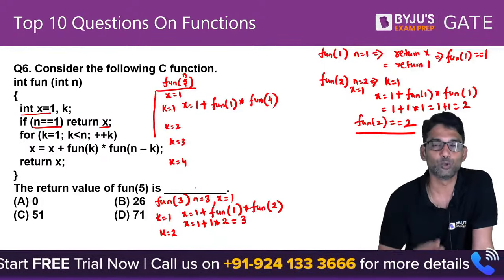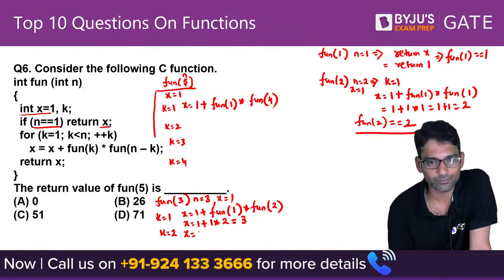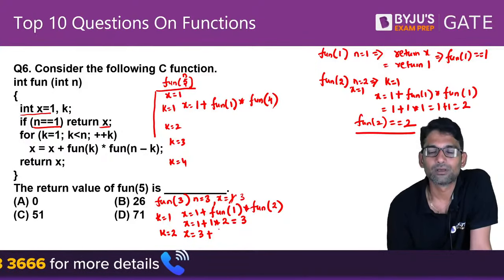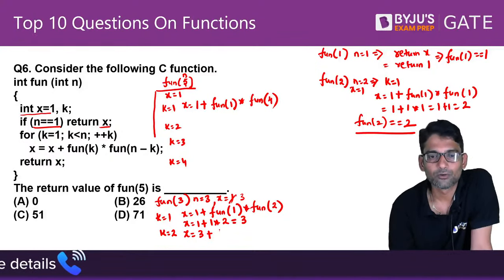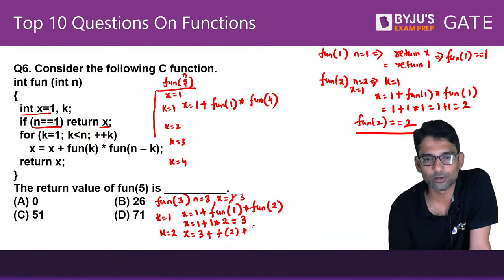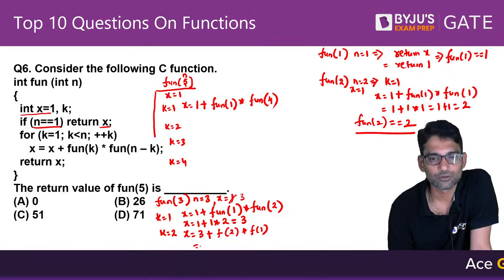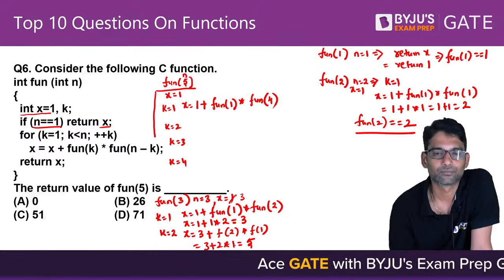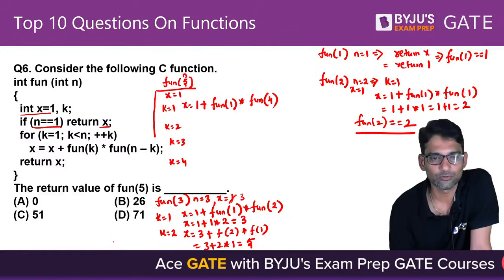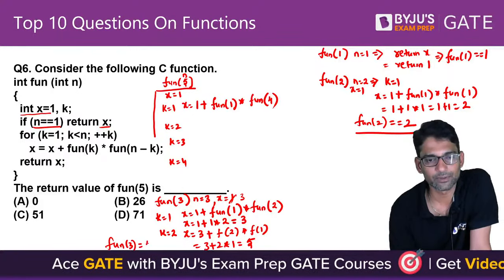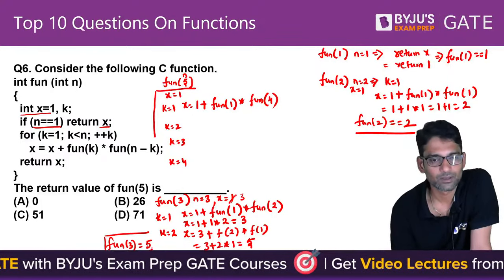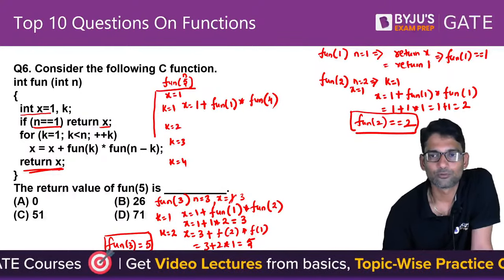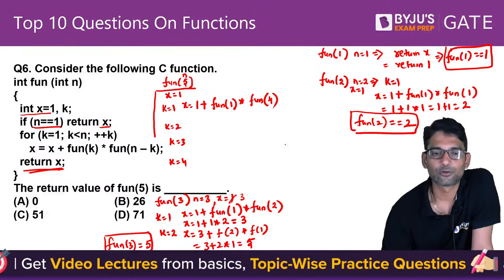Now, second loop, x is equal to x plus, here x became 3, x plus fun of k into fun of n minus k. So, this is 3 plus 2 into 1, that is 3 plus 2, 5. So, fun of 3 is equal to 5. Why? Because every time you are returning the x value. So, fun of 2 we got 2, fun of 1 we got 1, fun of 3 we got 5.